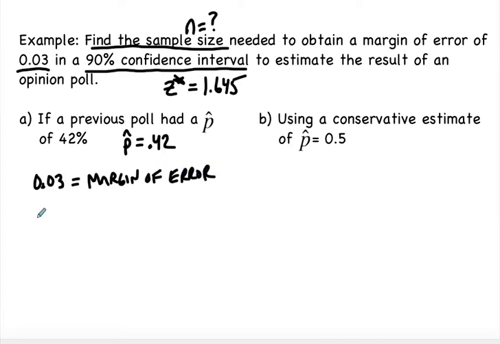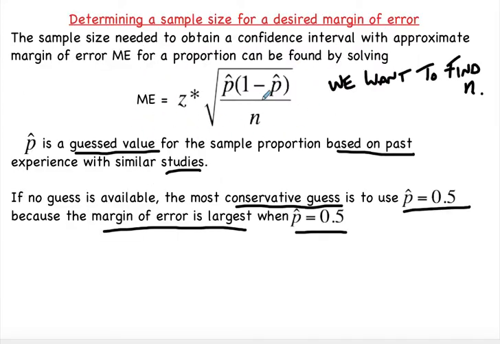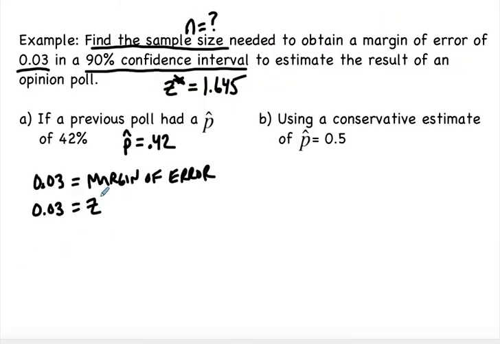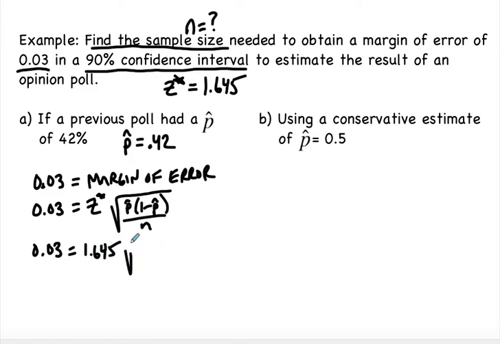Okay, and what's the formula for margin of error? Here's your formula for margin of error. So it's Z star times the square root of p hat times 1 minus p hat over N. And our goal is to solve for N. So we have to plug in everything else. So Z star, because it's 90% confidence, is going to be 1.645. And we're using a previous poll's sample proportion of 0.42. And now what we're going to do is solve for N. So you can't square both sides just yet. You should divide out this 1.645 right off the bat.